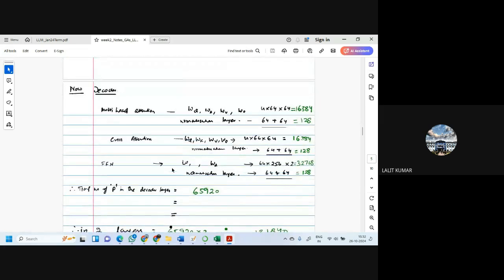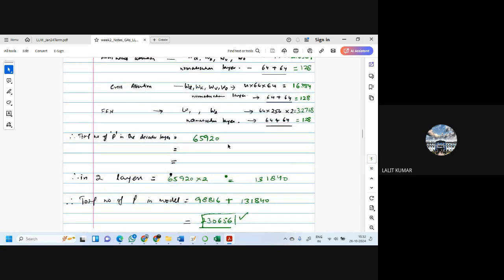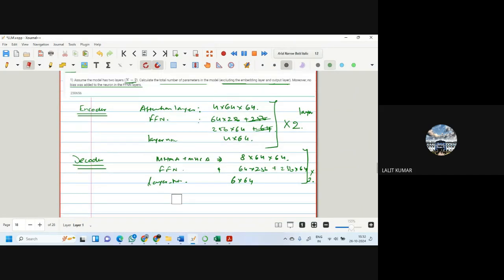And this multi-head attention: 4 into 64 into 64, 64 plus 64, 4 into 64 plus 64, 64 plus 64. 65920 it comes, and there are 2 layers. So it is the same. We have done the same. You do this calculation, you will get the correct answer. You have not omitted anything. Can somebody do this calculation? It is correct.